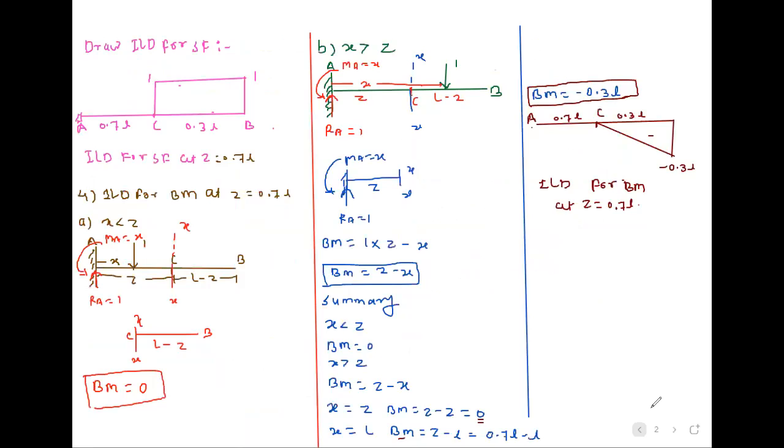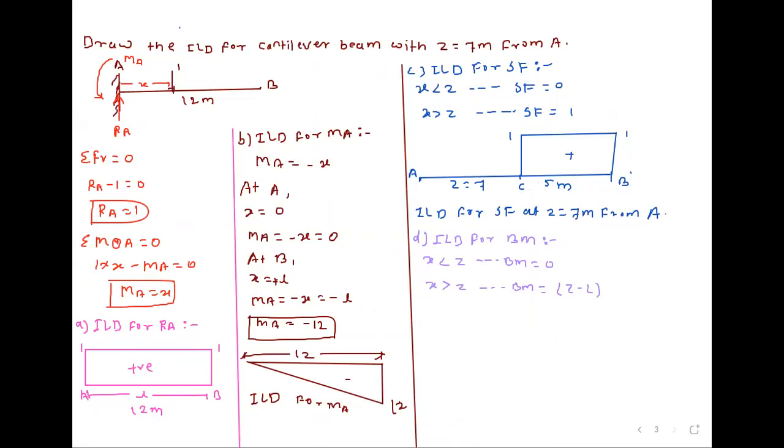You observe here, the bending moment value is Z minus X, that is Z minus L. So now we will draw the figure here. We will calculate this X, Z. Z distance is 7 meter for this particular condition, minus L, which is 12 meter.